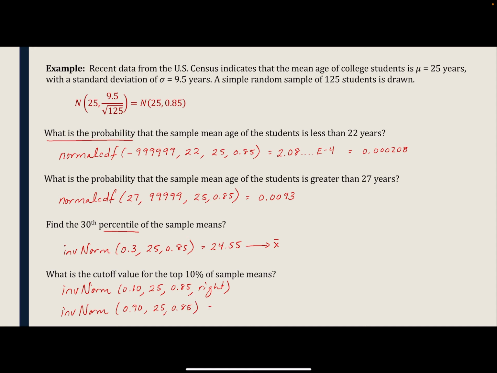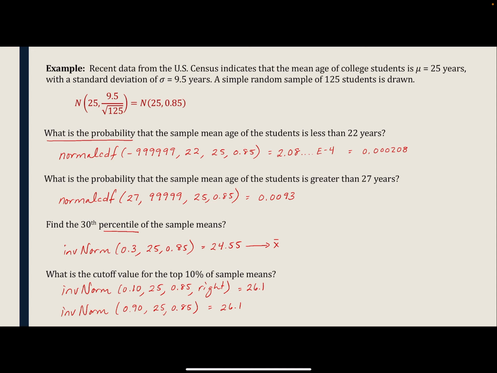Either way, you're going to get an answer of 26.1. And again, this is a sample mean. When you're looking at these problems and you're looking at your answers that you're getting with the inverse norm commands, see if the answer that you're getting is lining up with what the question is asking.